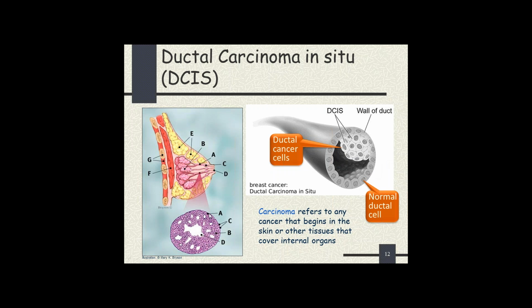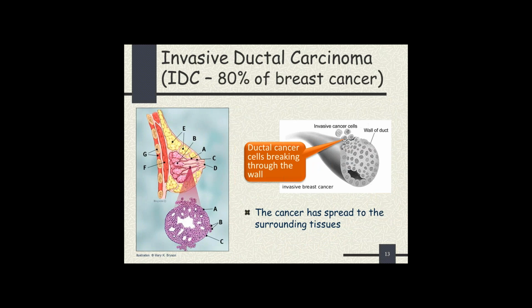What's important about DCIS is that because it doesn't penetrate through the wall of the duct, it has no chance, if it's truly DCIS, of spreading somewhere else in the body through the lymph channels or the blood vessels. Therefore, surgical treatment or local treatment should be curative in virtually all cases.